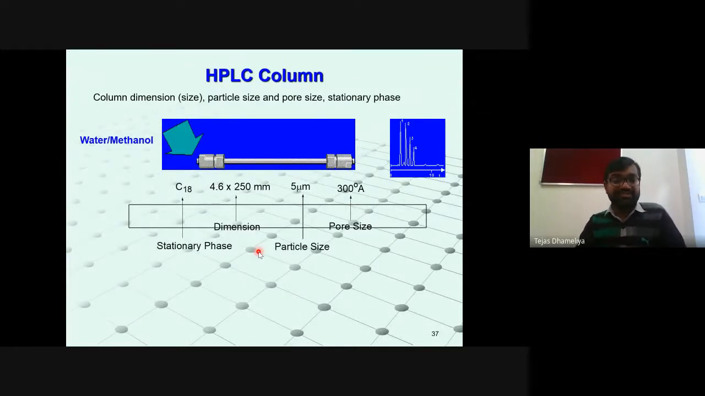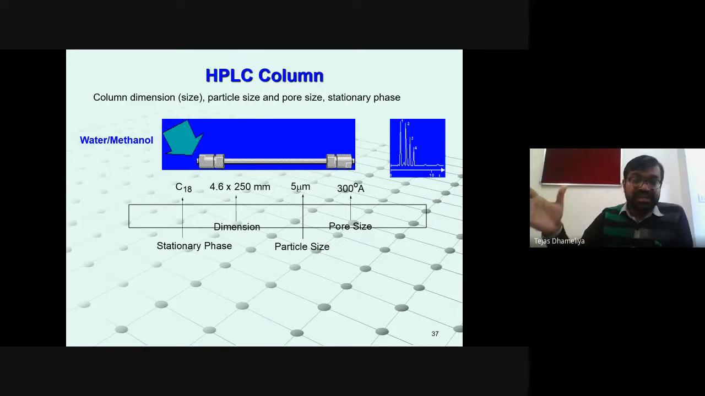We have seen the HPLC column also in that video. Several kinds of columns are available. Some columns are made up of chirally loaded silica. Those are called C18 octadecyl columns. These columns are also available for separation of chiral compounds.